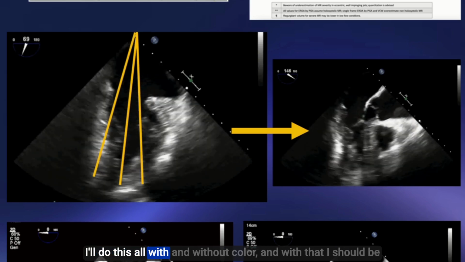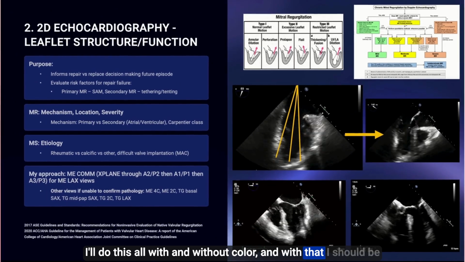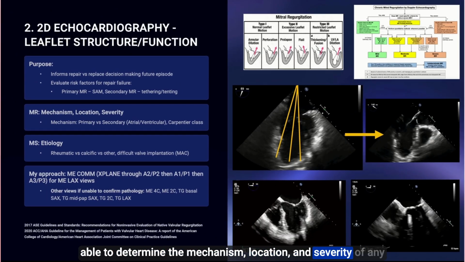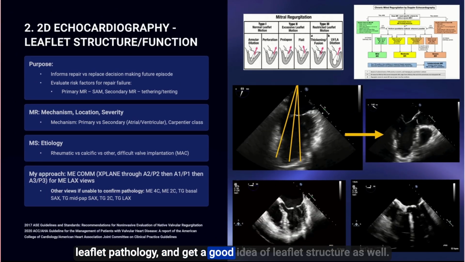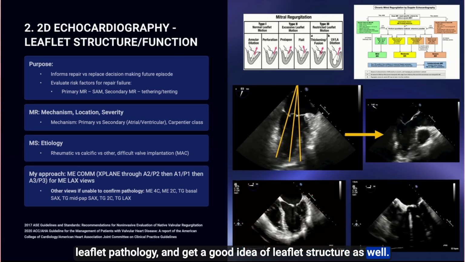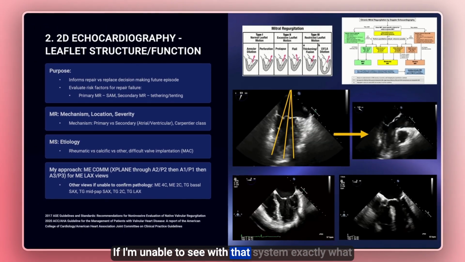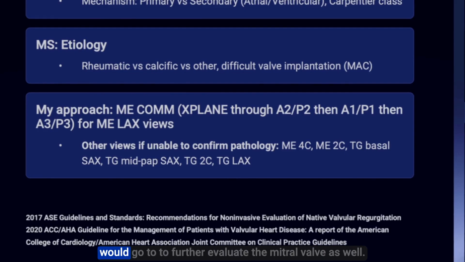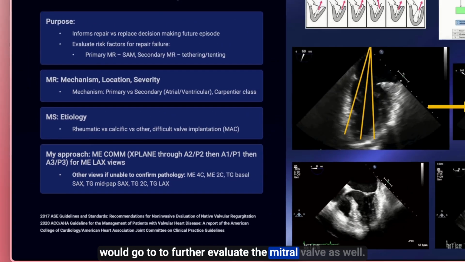I'll do this all with and without color, and with that, I should be able to determine the mechanism, location, and severity of any leaflet pathology and get a good idea of leaflet structure as well. If I'm unable to see with that system exactly what I need to see, there are other views available that I would go to further evaluate the mitral valve as well.